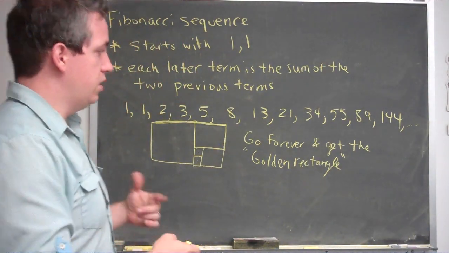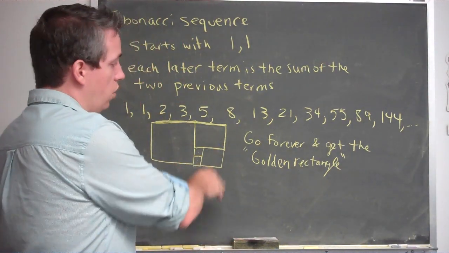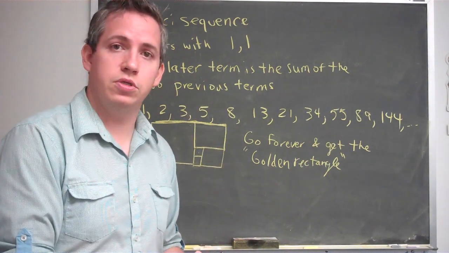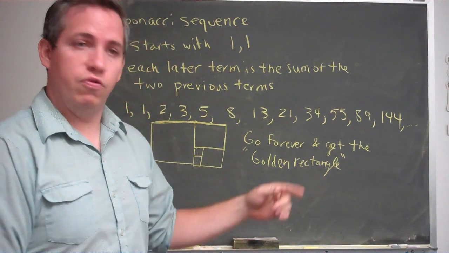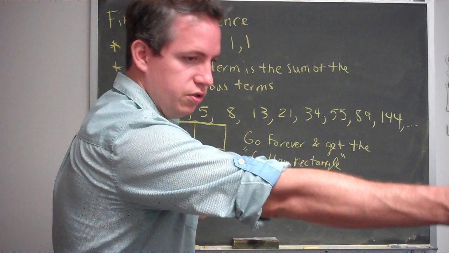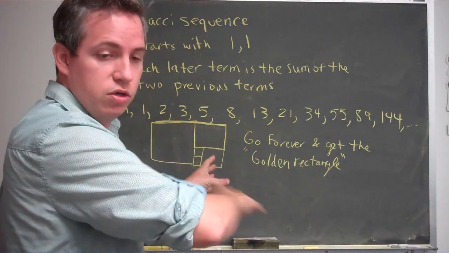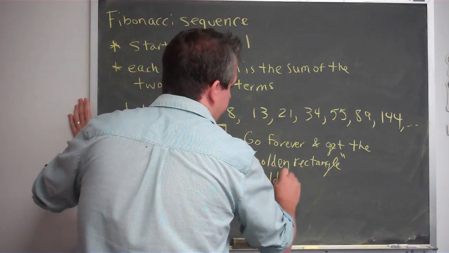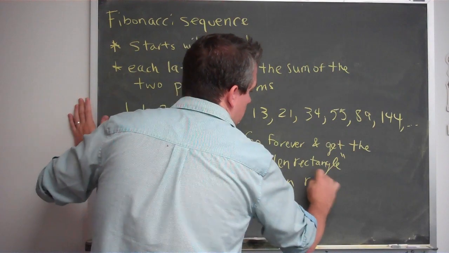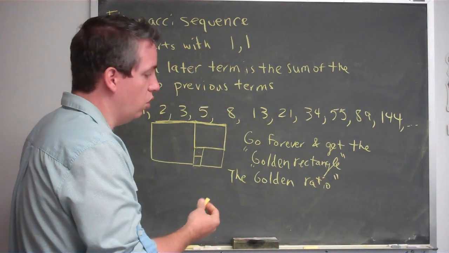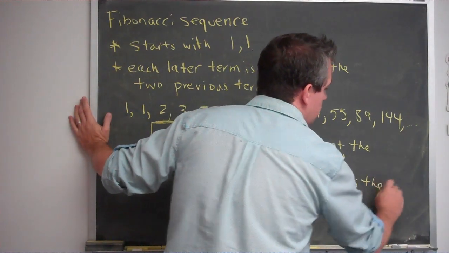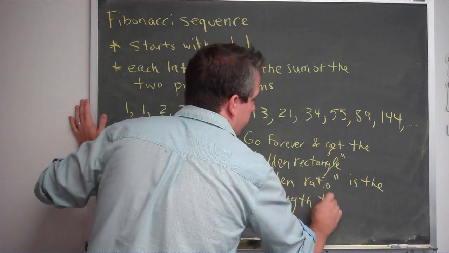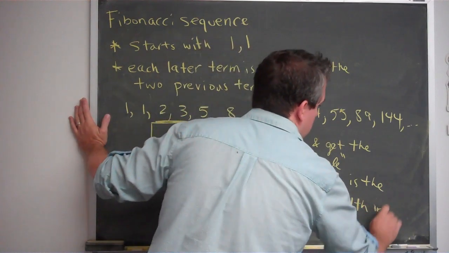The golden rectangle is defined to be the rectangle whose length and width has the nice proportion coming from the Fibonacci sequence. So what is this proportion, or what is this ratio? The ratio for the golden rectangle, the one that you get when you go off towards infinity, of adding rectangles or squares over and over again, is called the golden ratio. Ratio is just a fancy word for fraction. So the golden ratio is the ratio of length to width of the golden rectangle.